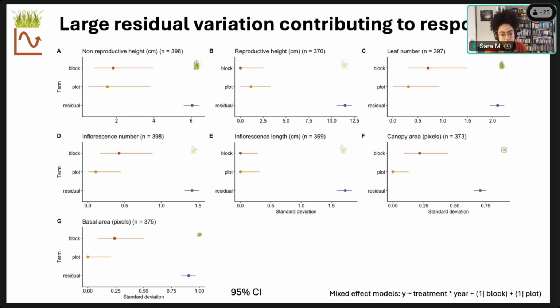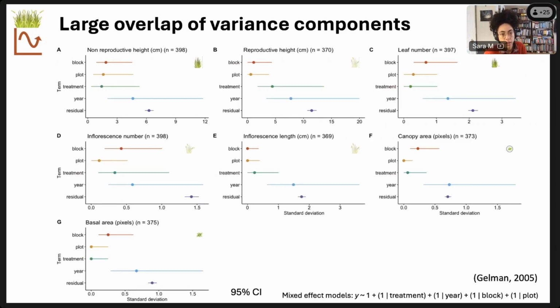And then if we think about adding in treatment and year, if we use the Gelman and Hill trick, where you put all the terms, so here block, plot, treatment and year, into your random effects, then you can more easily compare. And again, here's a large overlap in the variance components. That's interesting, what's happening there. I'm not quite sure exactly why they're all like that.